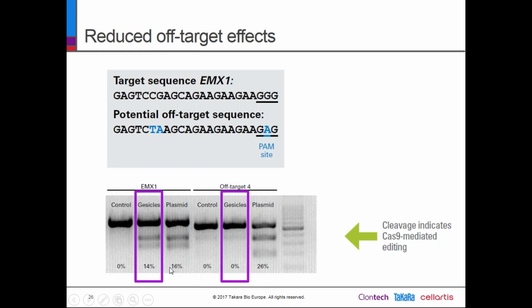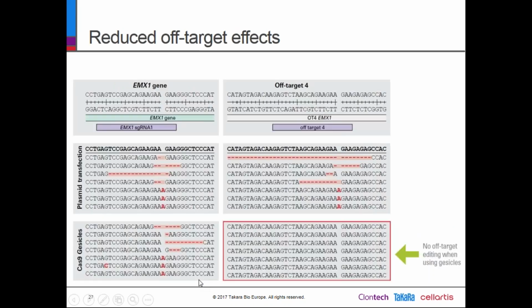Now when using vesicles, we had comparable efficiency for the EMX1 site, but you can see that the off-target site here is very clean and comparable to the negative control. This was also clear on the sequences of single clones. Again, here on the left we have the EMX1 site, and on the right the off-target site, and here is plasmid delivery, and on the bottom vesicle delivery.